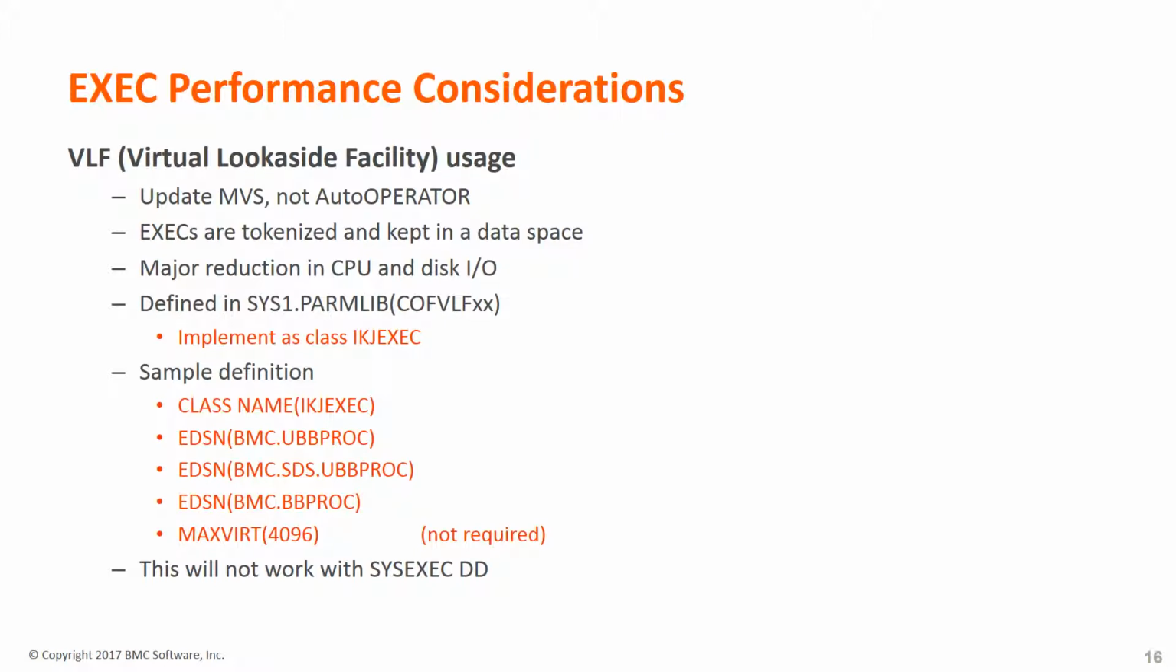One way to improve the performance of your execs is to use VLF. And the VLF libraries are defined in MVS, not in AutoOPERATOR. What will happen is the execs themselves will be tokenized and stored in a database, which will reduce the amount of CPU that will be needed to process the execs, as well as the disk I/O since they're now in a data space instead of sitting on disk. And these are defined in SYS1.PARMLIB in the COFVLF member. And here's a sample of how you might define some of the libraries.